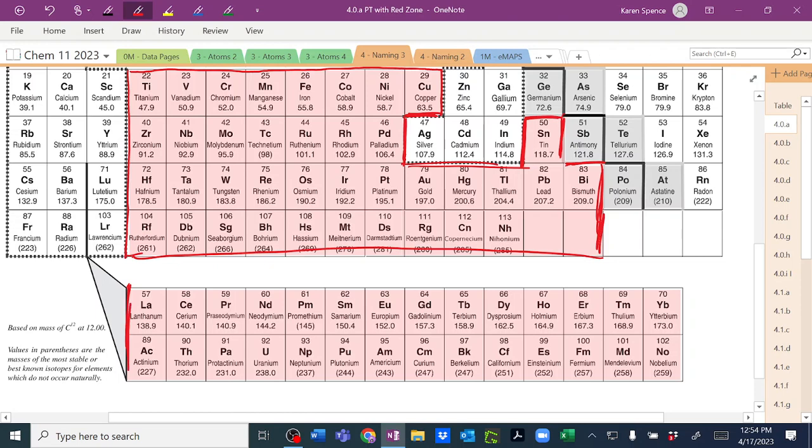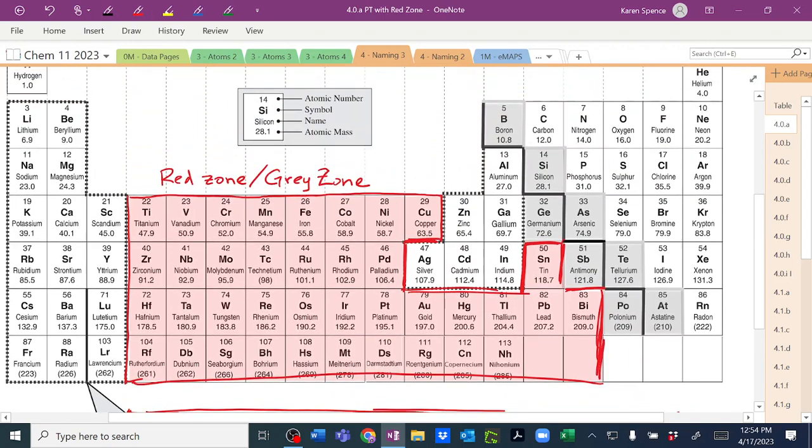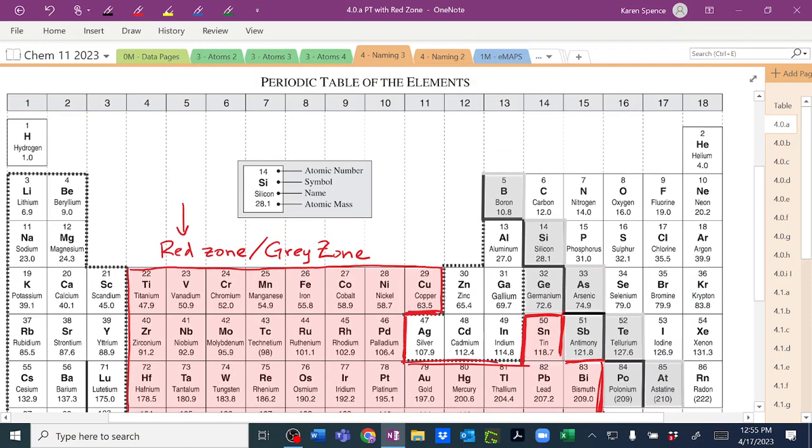And it also includes the lanthanides and the actinides. Now, the reason I like for it to be the red zone is because red starts with R and Roman numeral starts with R. So things in the red zone or the gray zone, we do not know their charge. Therefore, we need a Roman numeral to tell us the charge.